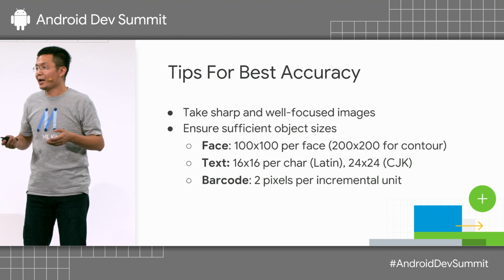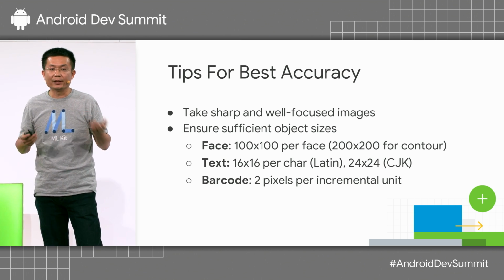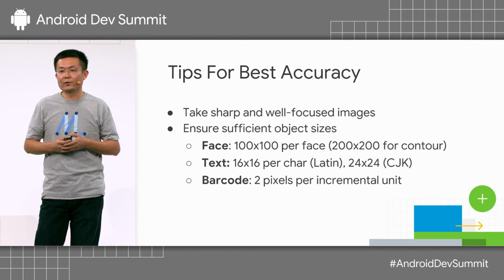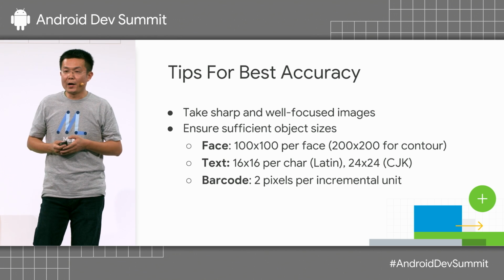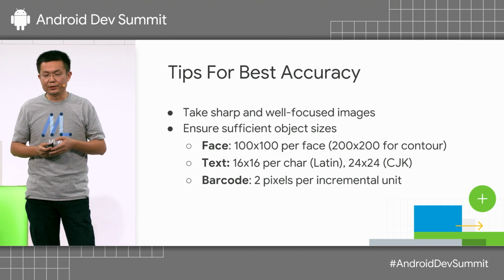And if you use our cloud API to detect and recognize Chinese, Japanese, and Korean, then each character in those Oriental languages should be at least 24 by 24. Similarly, barcodes also have size requirements. Please check out our online documentation for more details.